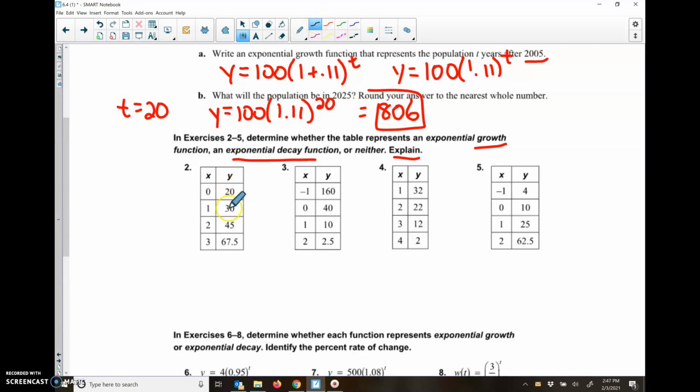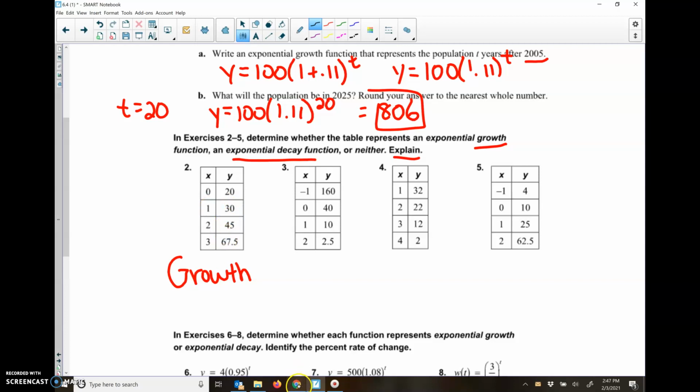So we're going from 20 to 30 to 45 to 67.5. First of all, I know that's a growth problem because all those numbers are going up. They're not going up in an adding pattern, because that's going up 10, that's going up 15, that's going up some fraction. So it must be a multiplying pattern.